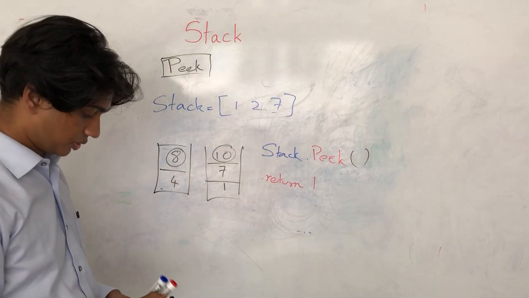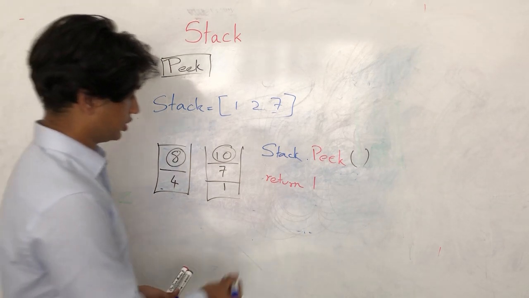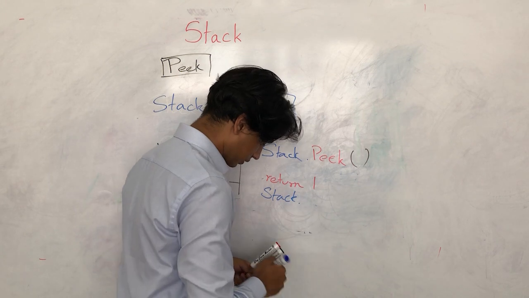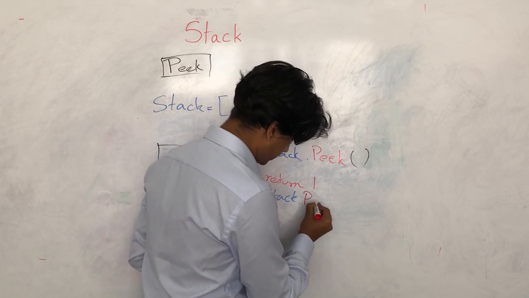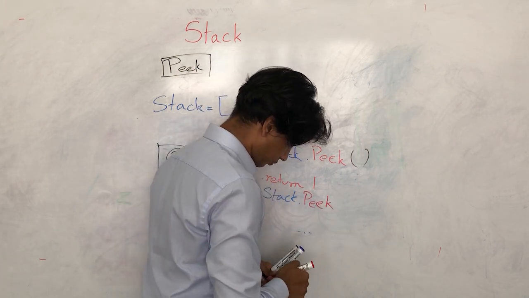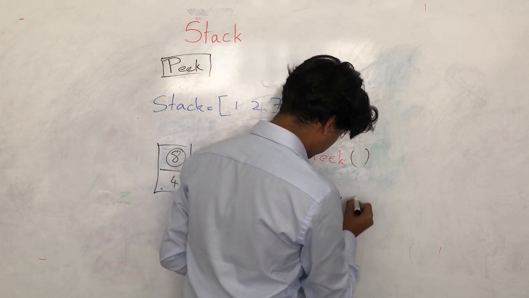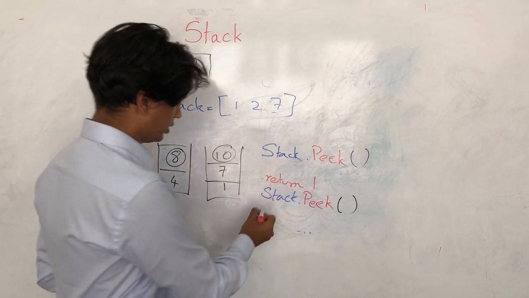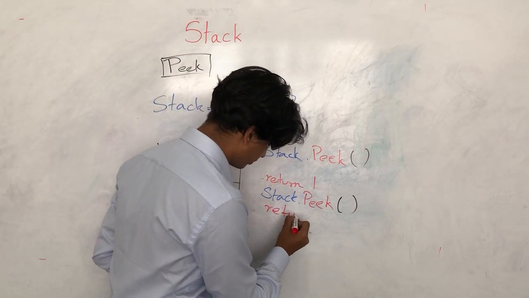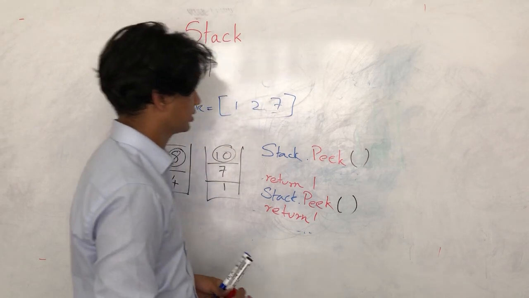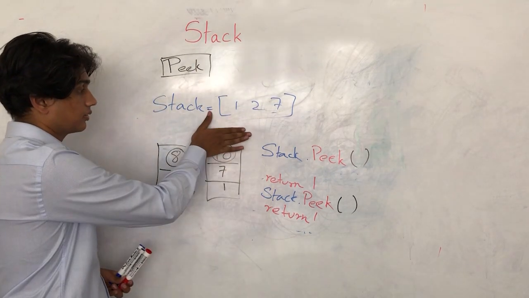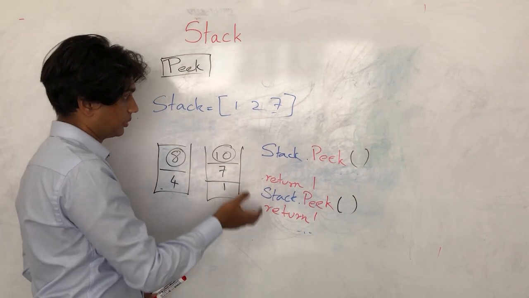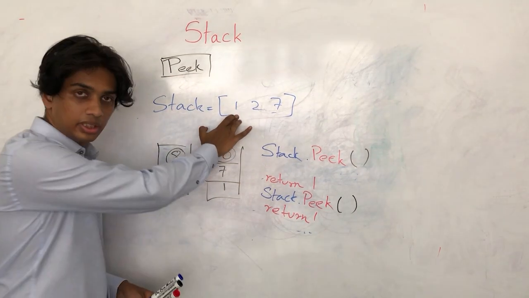If we use the same code again, stack dot peek, at that time also I will be returning the same value, number 1, because we haven't made any alterations to our stack. Every time we use this code, I will be returning this value, which will be number 1.